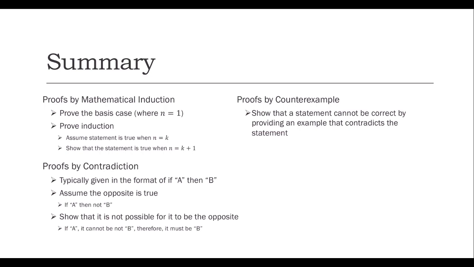For our proof by counterexample, we simply show that a statement cannot be correct by providing an example that contradicts the statement.